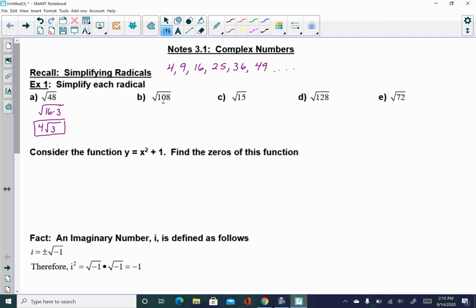Moving on to letter B, square root of 108. Let's say you don't see that 36 would go into this number, and you started out with 4 times 27. The square root of 4 is 2, and that leaves 27 inside. Again, ask yourself: is there a number in your list that will divide evenly into 27? Sure enough, we can write 27 as 9 times 3. Now the square root of 9 is 3, times the 2 that's already sitting out here, so I have 6 square root of 3.